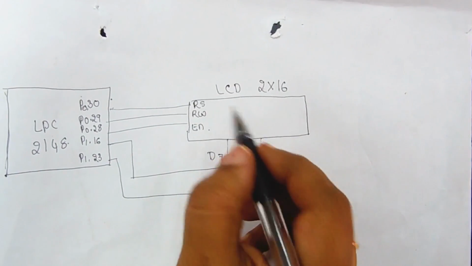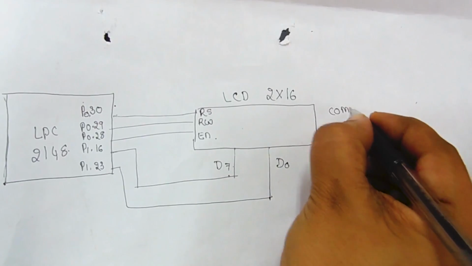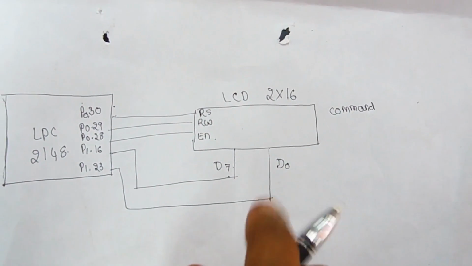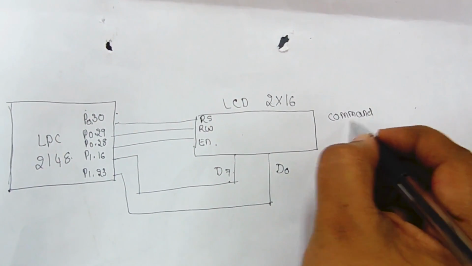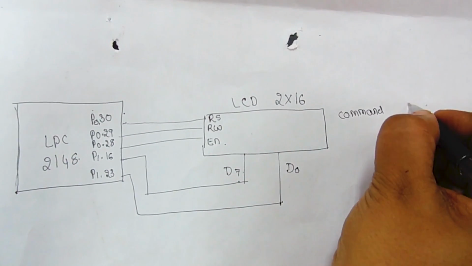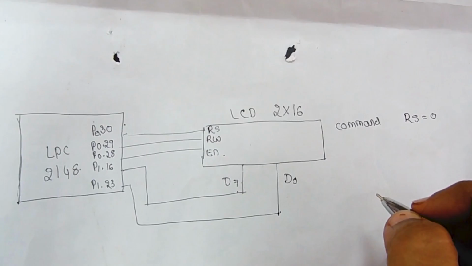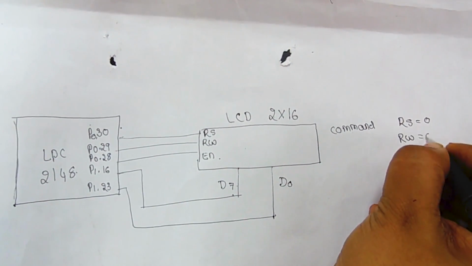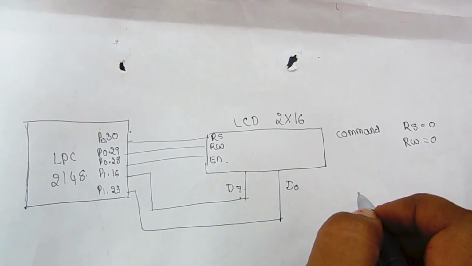There is a command register in LCD. First we write commands to the command register to configure LCD. When we write to the command register, RS should be 0, indicating that we are writing to the command register. Then RW should be 0, indicating that we are performing a write function.